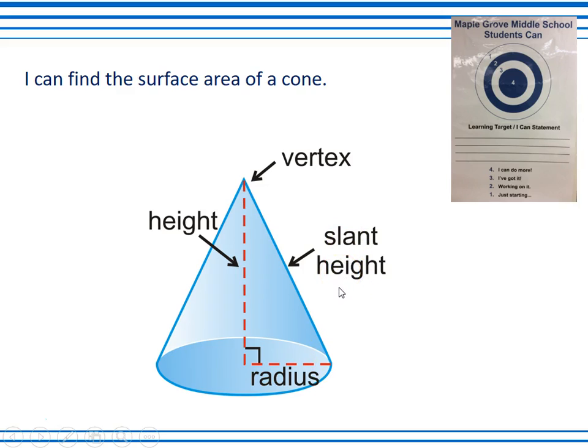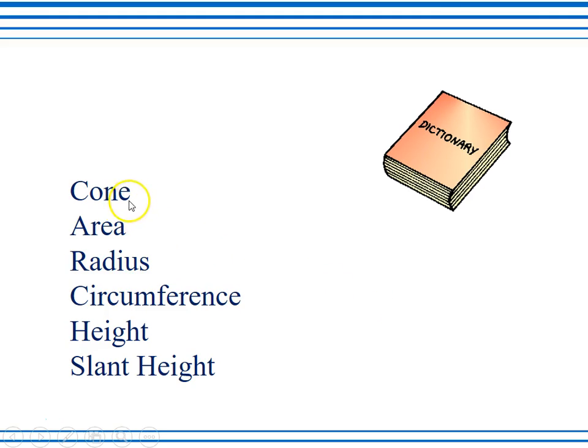So we're going to figure out the surface area of the cone. So the circle at the bottom plus this curved lateral surface around the circle. Our vocabulary includes cone, area, radius, circumference, height, and slant height. Those are two different heights there.